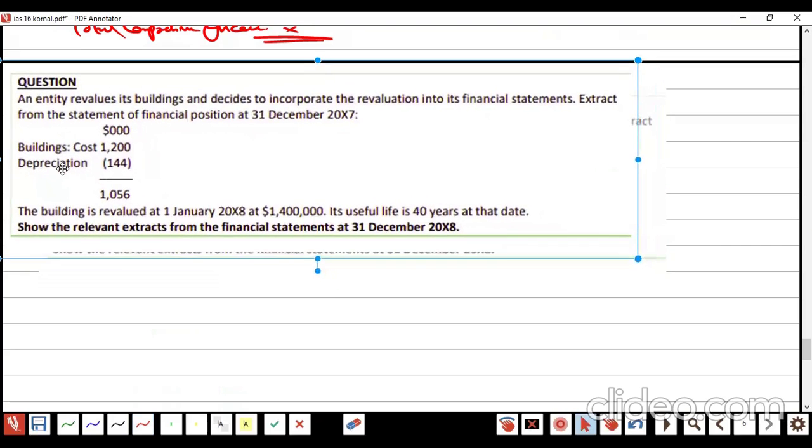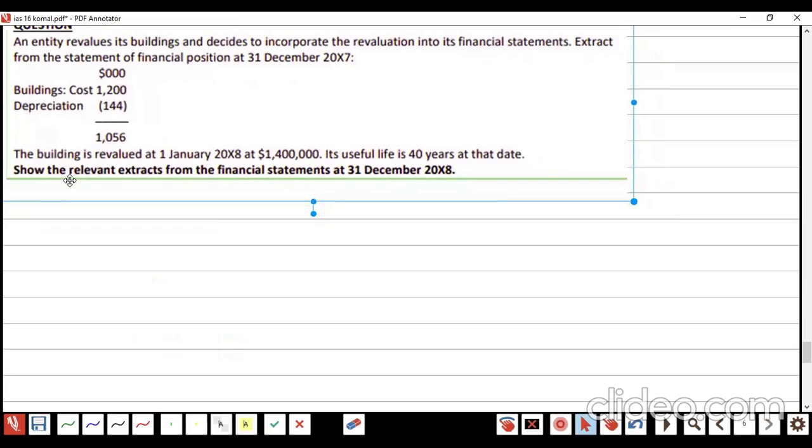My first question is in front of you now. What is that? The company wants to revalue this building. The extract, the date is given, no? Which date are the balances at? Which date is that?